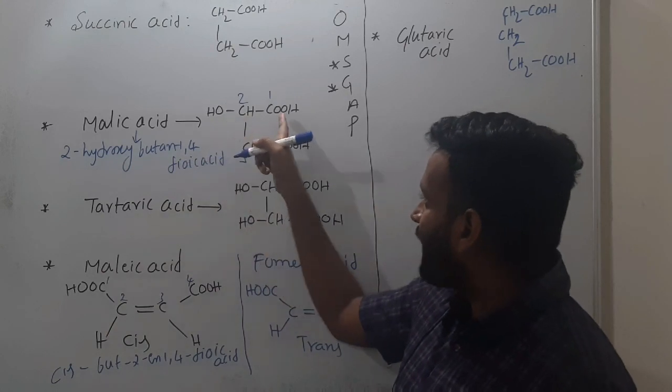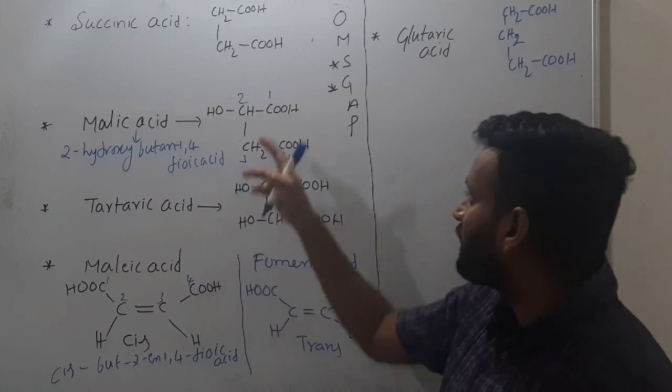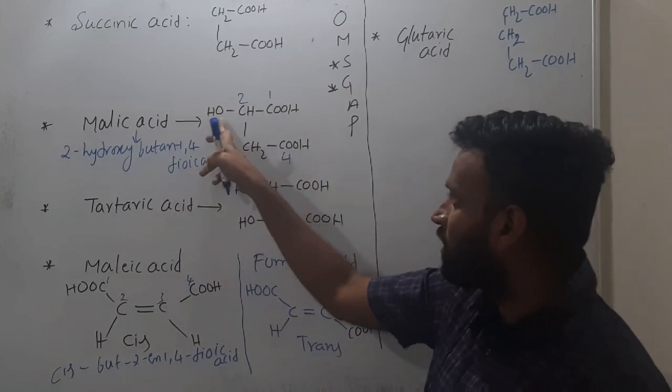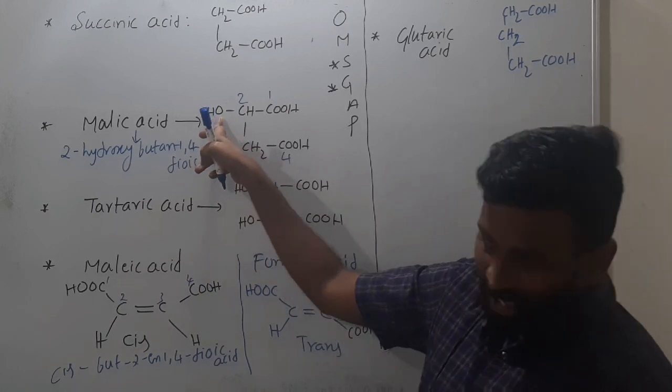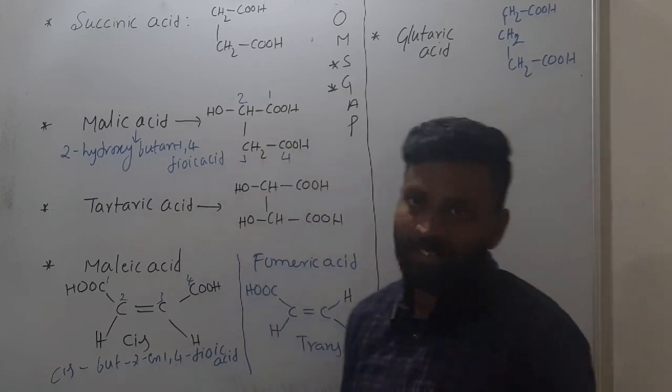So OH and COOH, among them, COOH has the highest priority. So COOH as a functional group we are writing as dioic acid. OH is not an alcohol here, it's an alcoholic group only, it's not the functional group, because COOH has the highest priority.